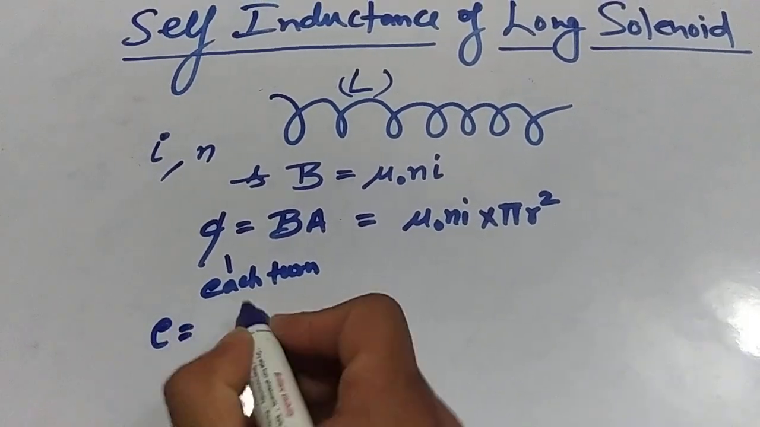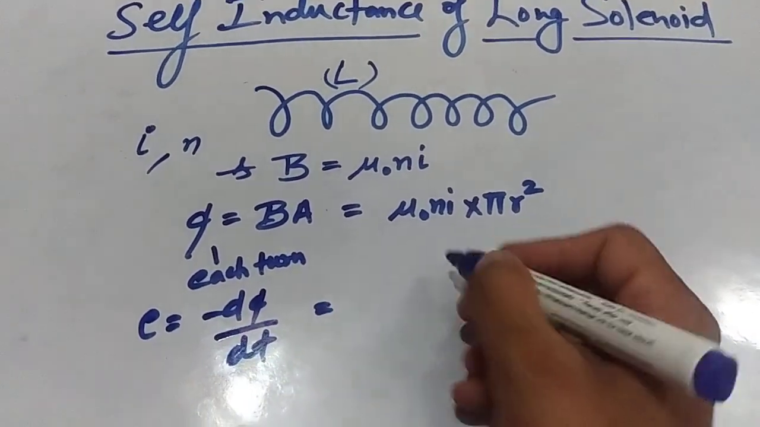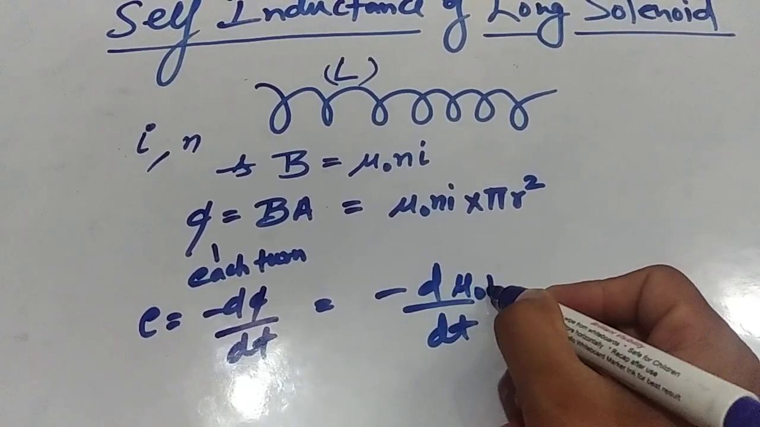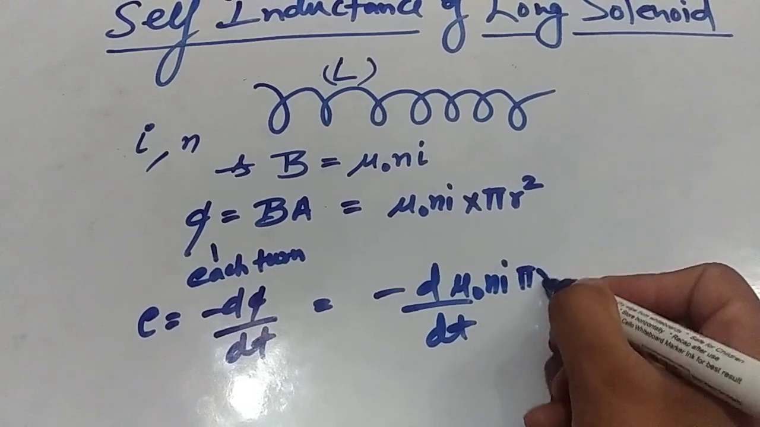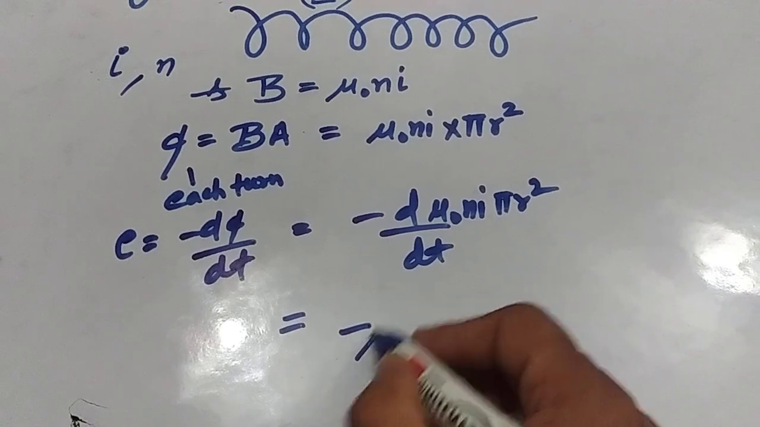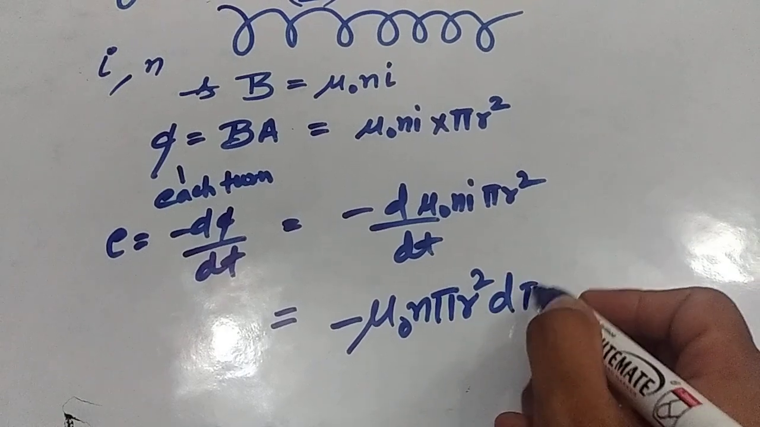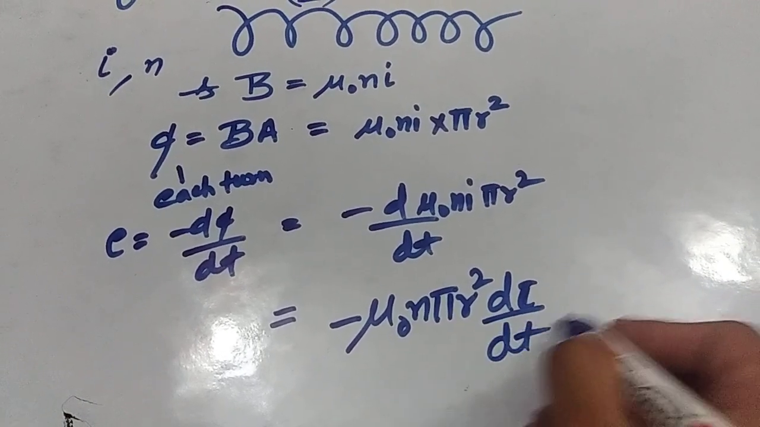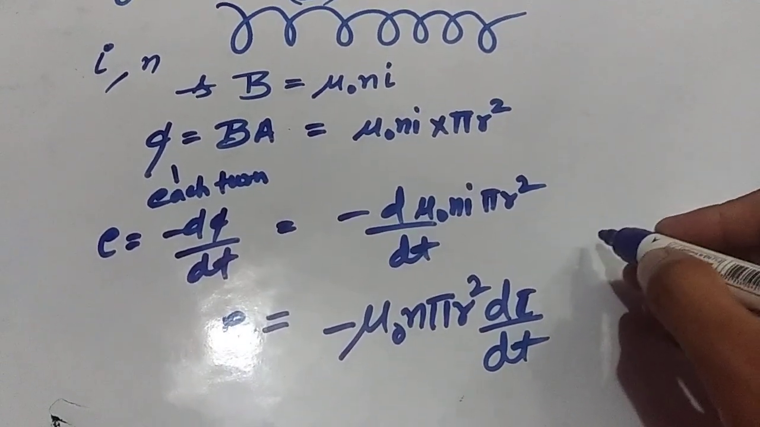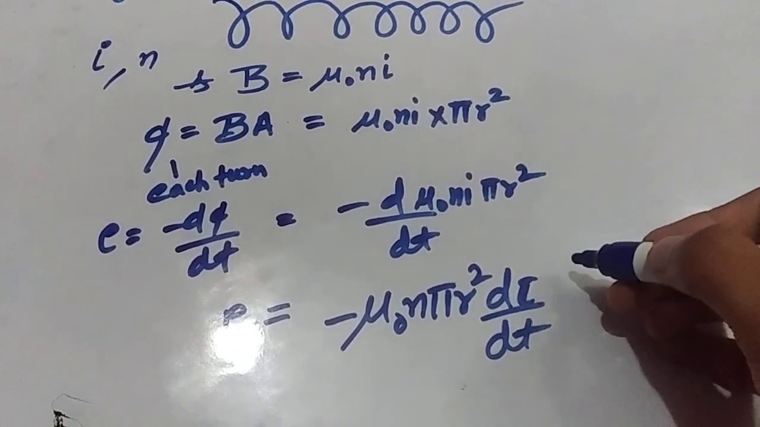So EMF induced is simply written as E is equal to minus d phi by dt. So we'll simply write minus d by dt of mu naught Ni pi r square, और हम इसे राइट कर सकते हैं स्टूडेंट्स लाइक minus mu naught n pi r square into di by dt. So that is the EMF induced there, but as this is a long solenoid, this is the EMF linked with each turn. Okay, EMF induced in each turn simply.